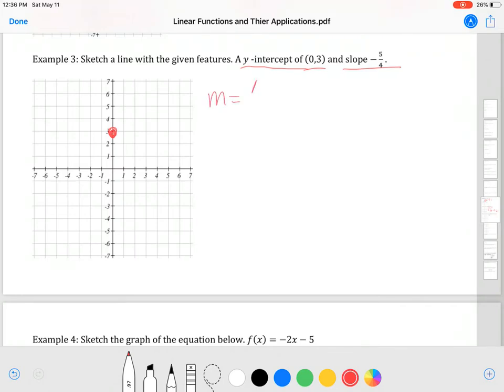Well, I know my slope is the change in y over the change in x. And since my change in y is -5, that means from the point that I know is on the line, I'm going to go vertically down 5. And then since my change in x is +4, I'm going to go to the right 4. So 1, 2, 3, 4, 5, and then over 1, 2, 3, 4. That will give me another point on the line, and all I need is 2 points, and then I can draw my line. There's the graph of my line.